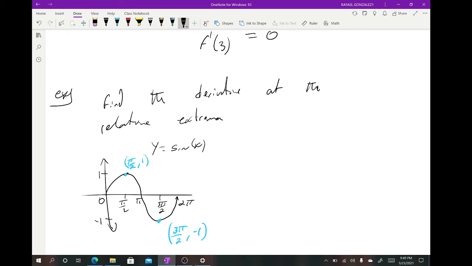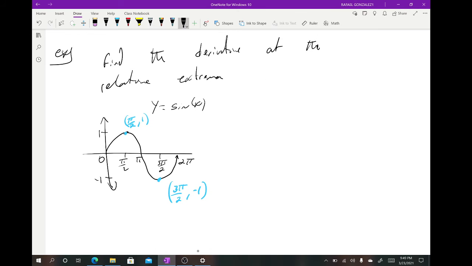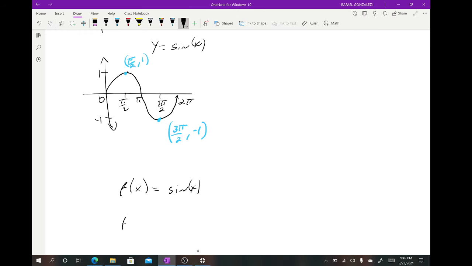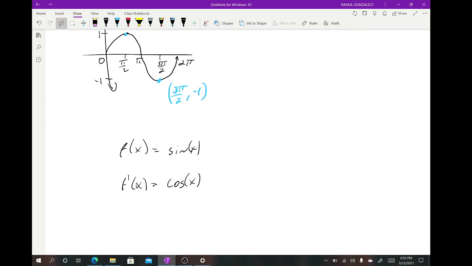So again, we are asked to find the derivative at the relative extrema. So now we have two inputs: pi over 2 and 3 pi over 2. And our function is f of x equals sine of x. Well, by now you should know that the derivative of sine is simply cosine of x. And now we just have to find out the value of cosine at pi over 2 and at 3 pi over 2.